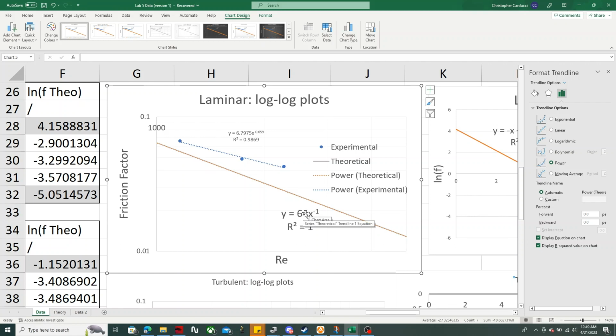So if I do a power, it should fit perfectly, where the power trend line will give me that constant out in front, and then the exponent of the power of which x is raised. Okay.